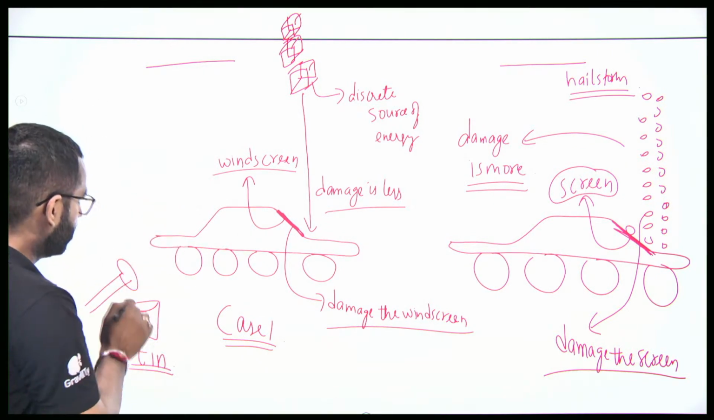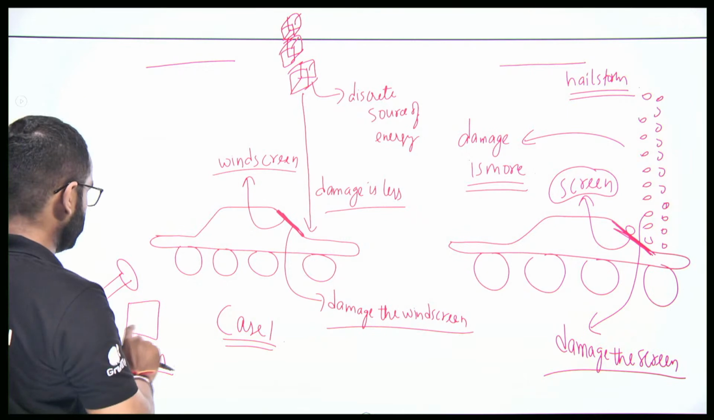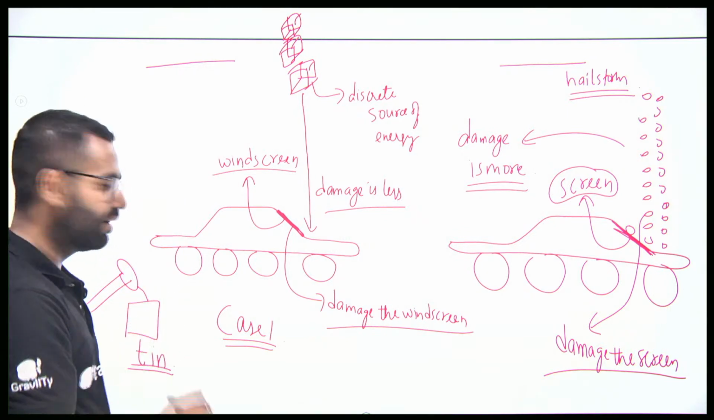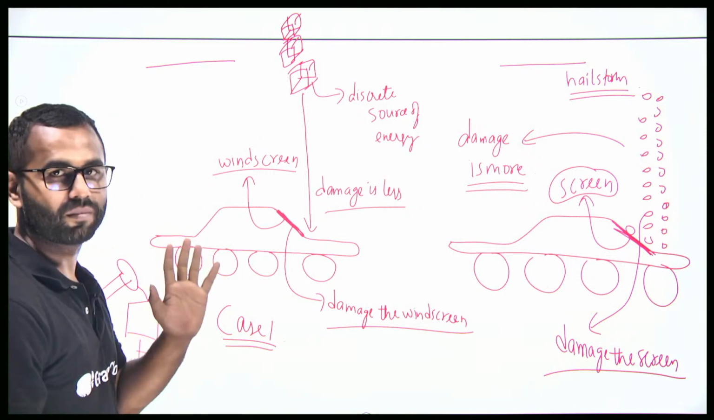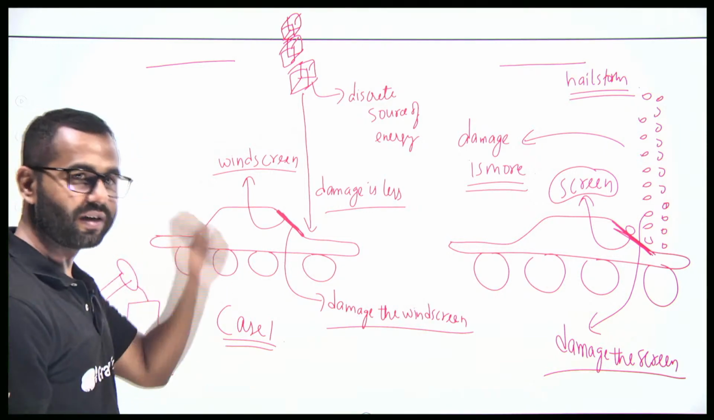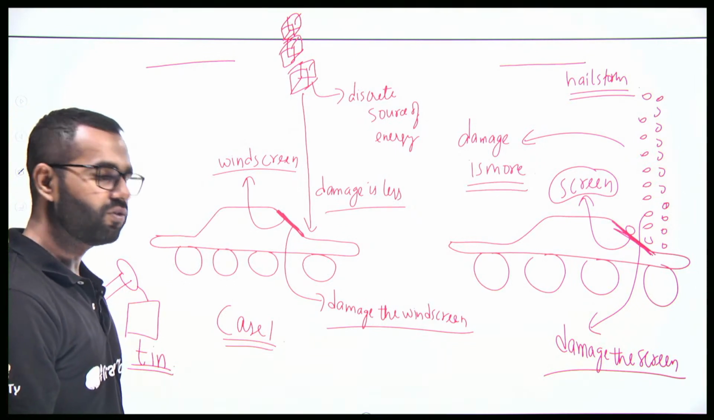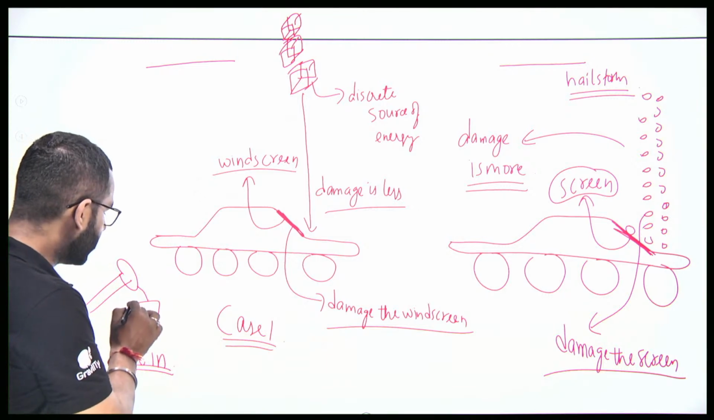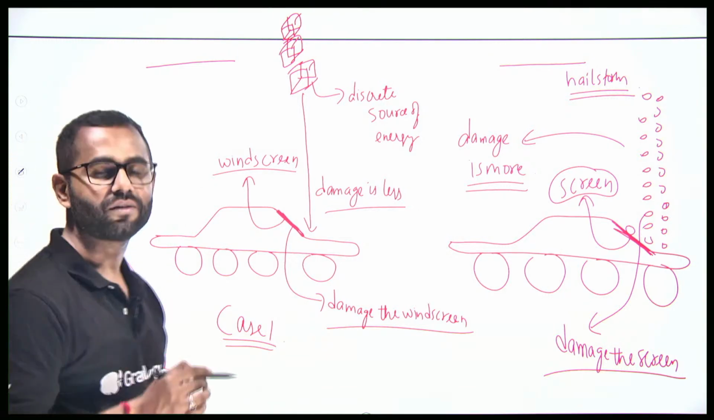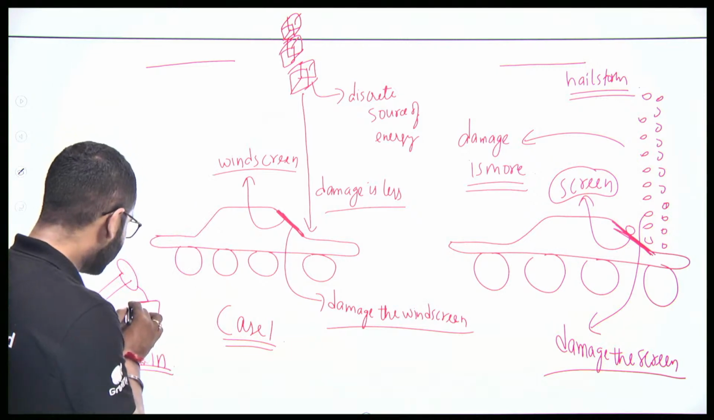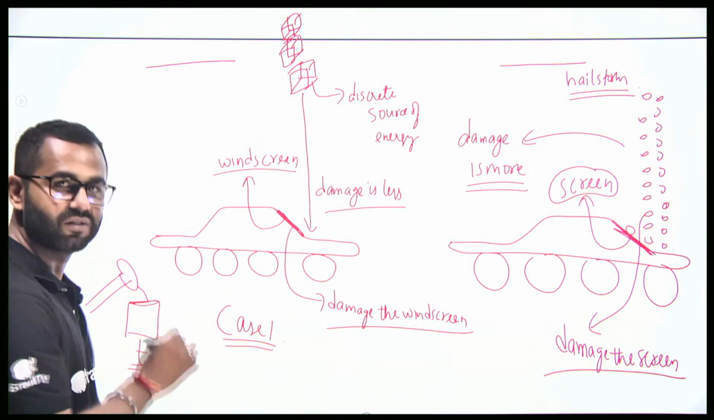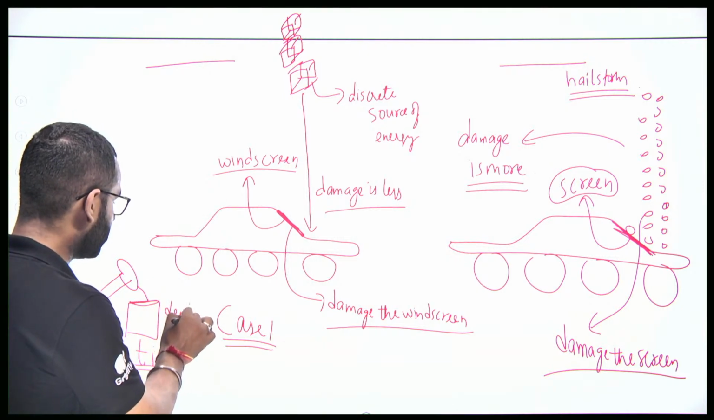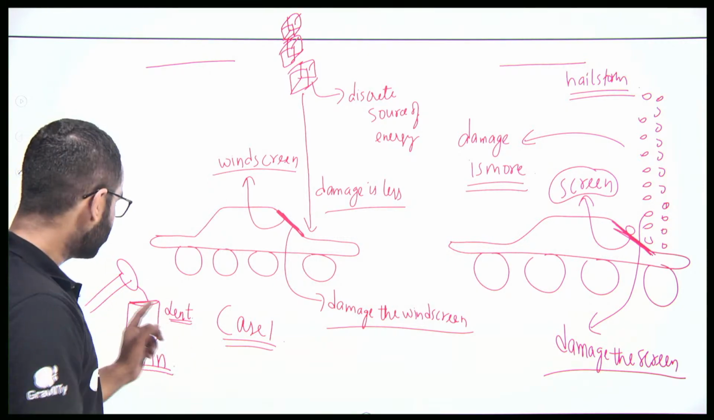Suppose you are hitting the surface of the tin once. You hit once, you stop. Then you take some time, you hit again, then you stop. Then again you stop and hit. In this case, there will be less dent. The dent is very small. Dent means D-E-N-T, depression.